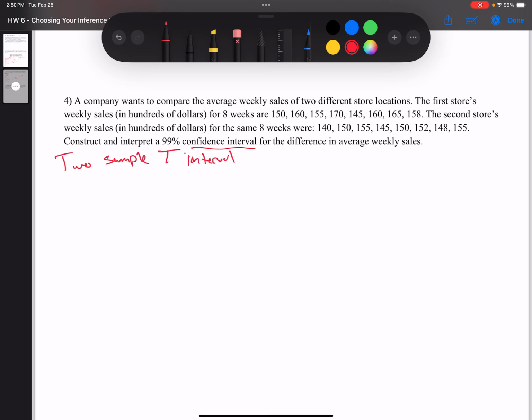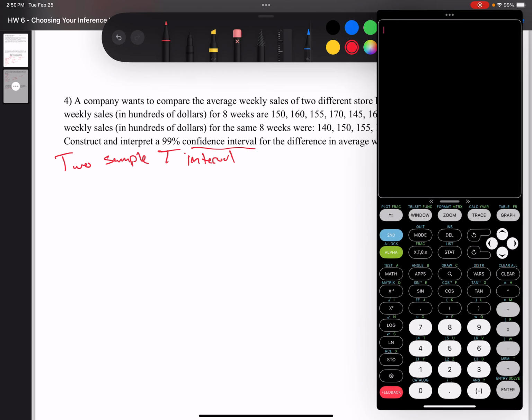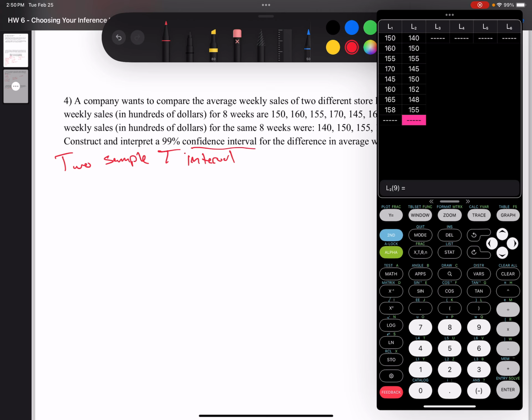So I'm going to show you another way we can use our calculator to find a T interval. It's using the way that I told you, but instead of just using our stats, we're going to use the data. I've already input that information into our data. We've got L1, L2: L1 is store 1, L2 is store 2.